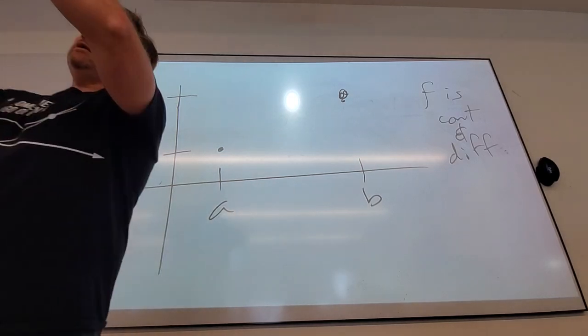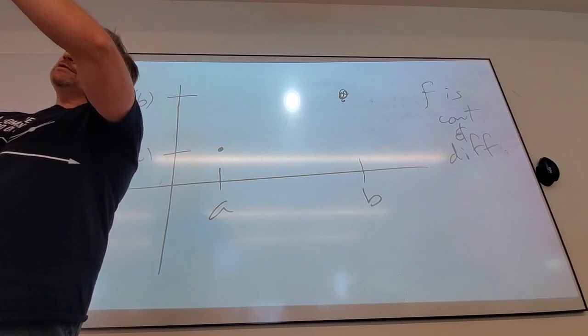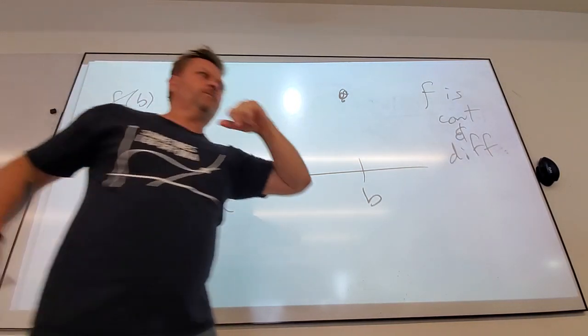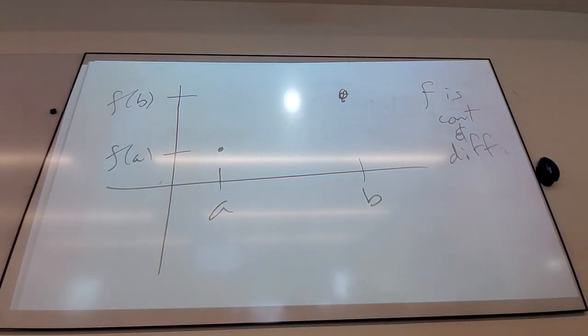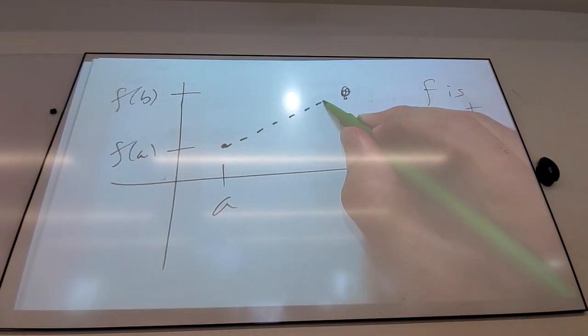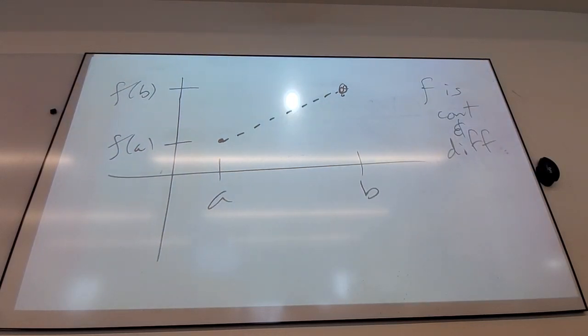Do you all agree that if the function was a straight line, it would have a slope? So if I had a straight line, as the crow flies, yes? Pretend like that line is straight. Okay. What is the slope of that line?